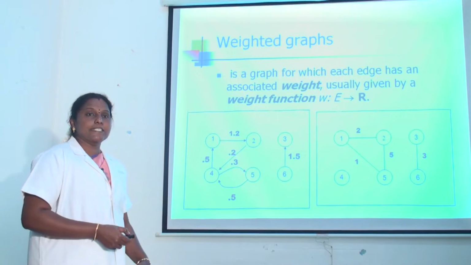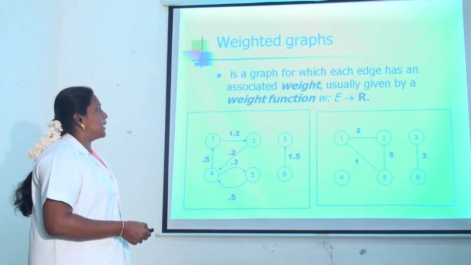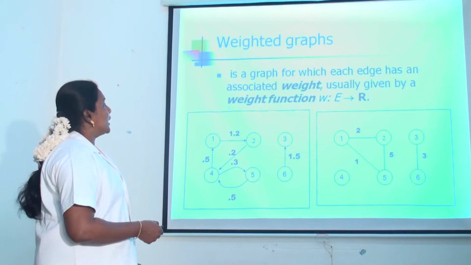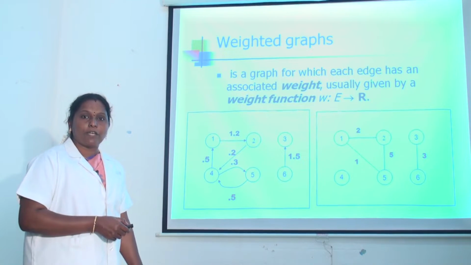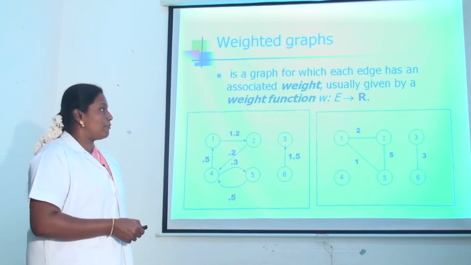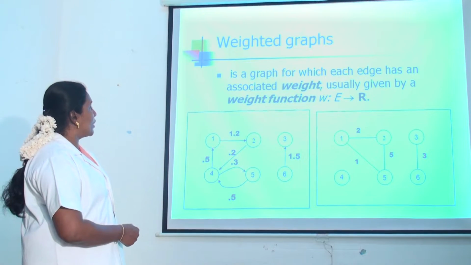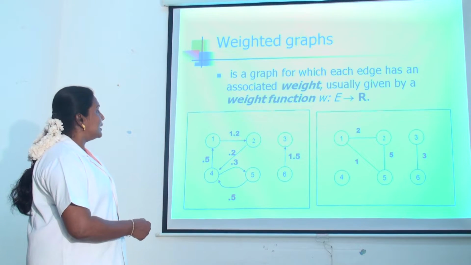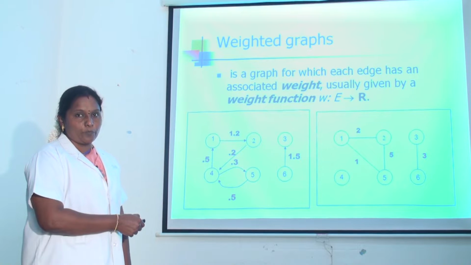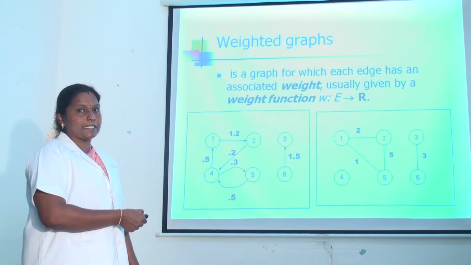Here some weight is given to each edge. A weighted graph is a graph for which each edge has an associated weight, usually given by a weight function W, such that E to R. Okay, it is a weight function. In this weight function, for a direction, the weight is assumed to be 1.2. It could be 2, or 1.2 kilometers, anything.